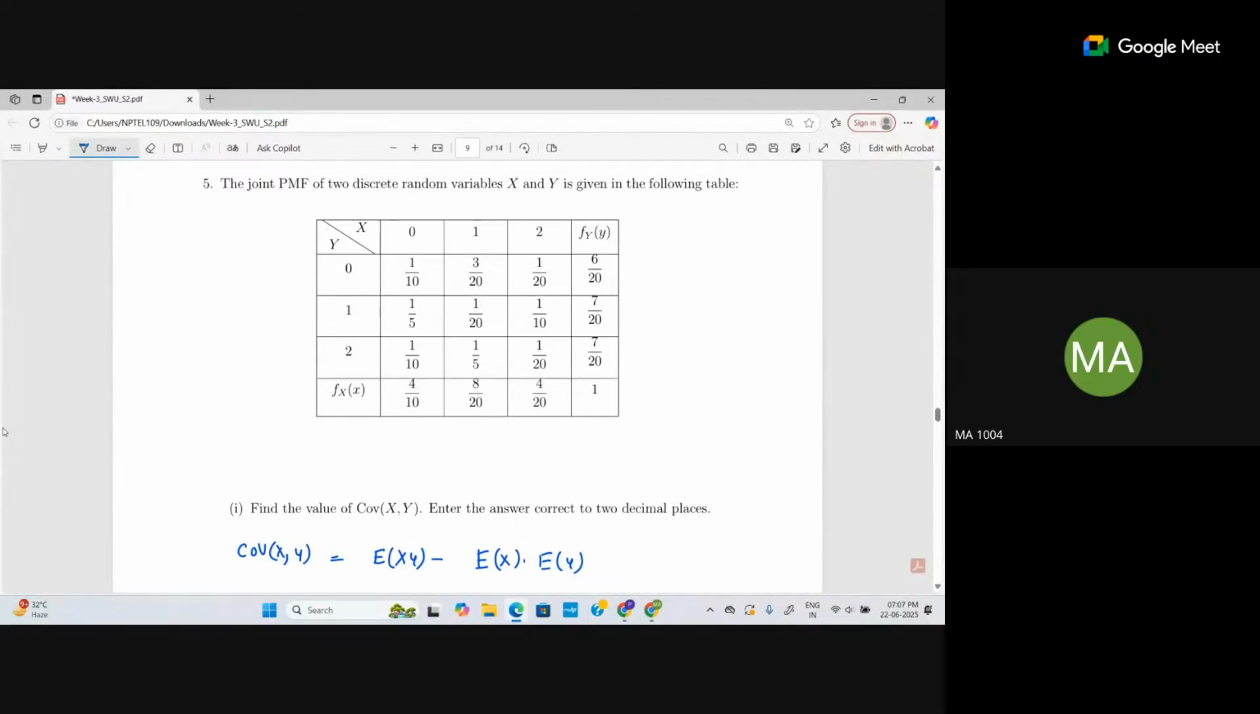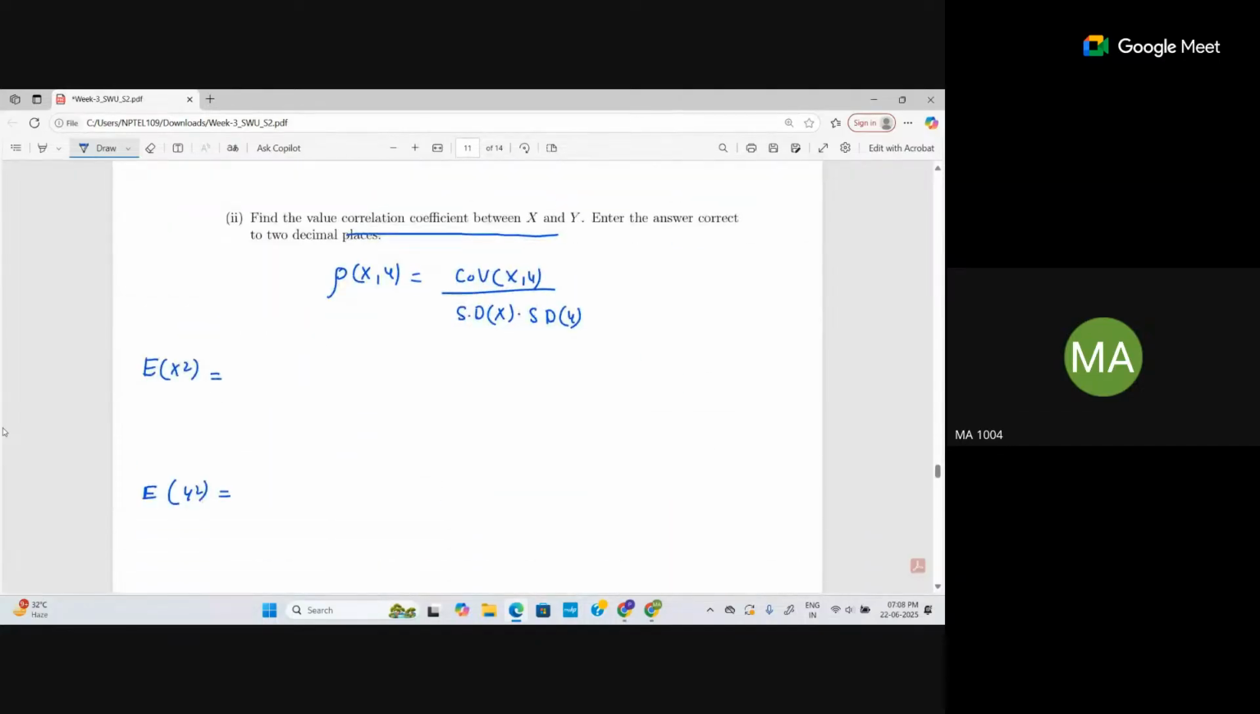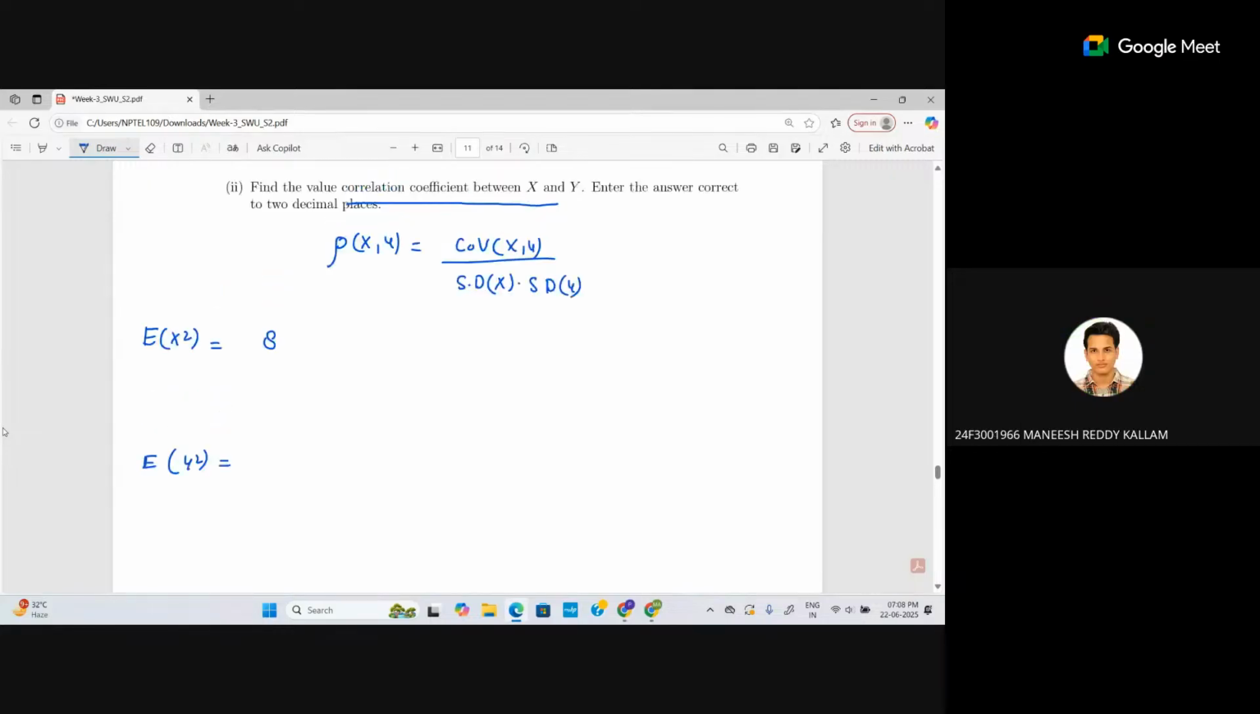So we need to find the expectation of x square and expectation of y square. So 0 into 4 by 10, then 1 into 8 by 20, and then 4 into 4 by 20. And for y, it will be 0 into 6 by 20, 1 into 7 by 20, and 2 square into 7 by 20. What is the value of expectation of x square? 1.2, ma'am.